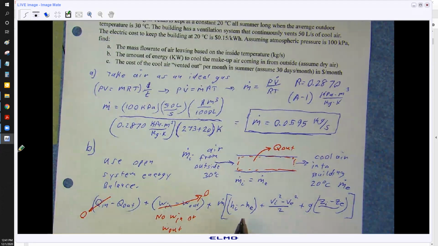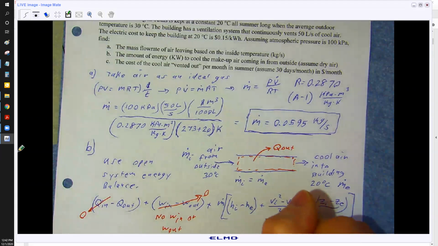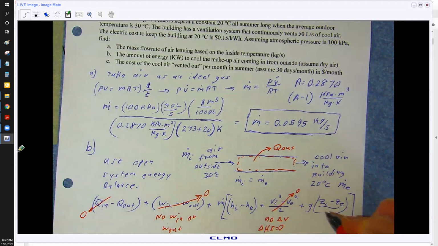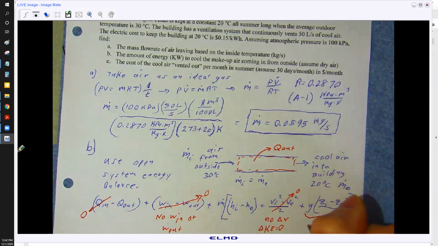I have enthalpies of each stream going in and out. I don't have any change in kinetic energy, so no change in velocity. No delta V, so kinetic energy equals 0. And the same thing here, no elevation change. No delta Z, so delta PE equals 0.